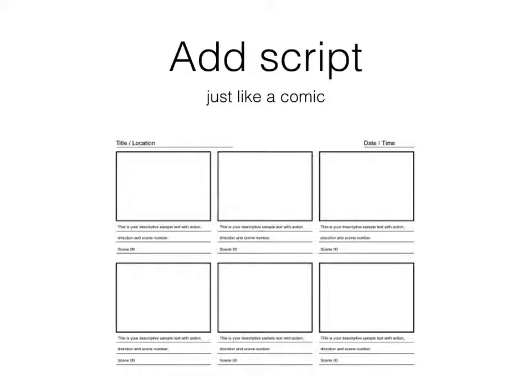Next is the camera shot. Do you want this shot to be a close-up, extreme close-up, or top view? You can add a camera angle, for example, an aerial shot, an eye level angle shot, a tilting shot. You can add everything in the script, just like a comic.